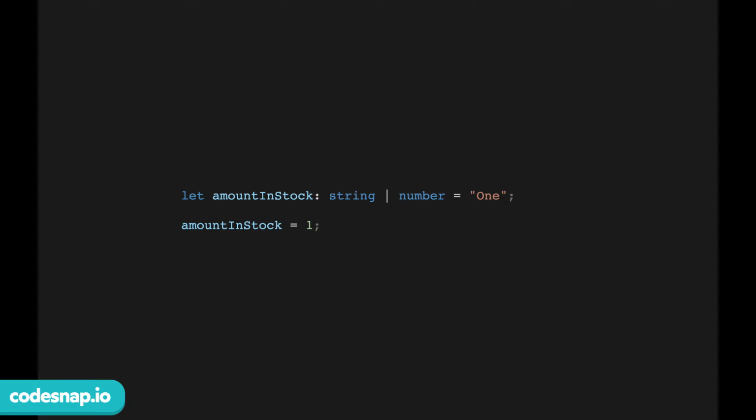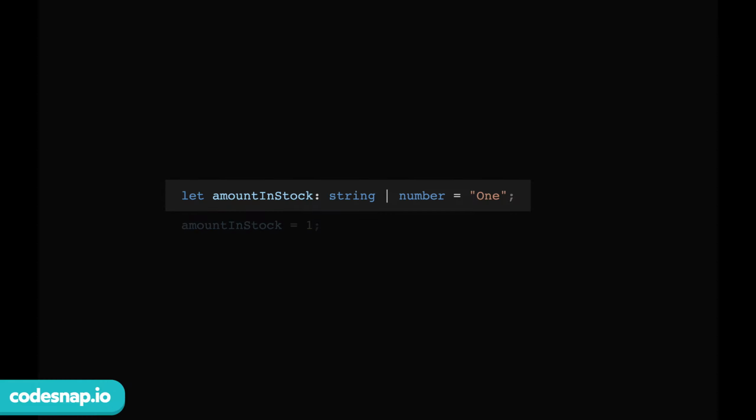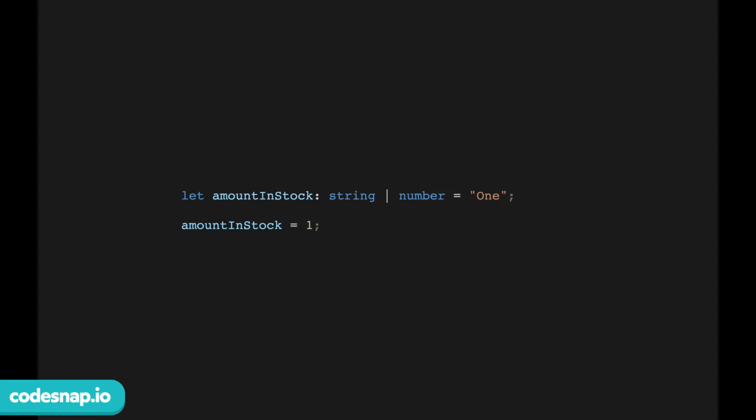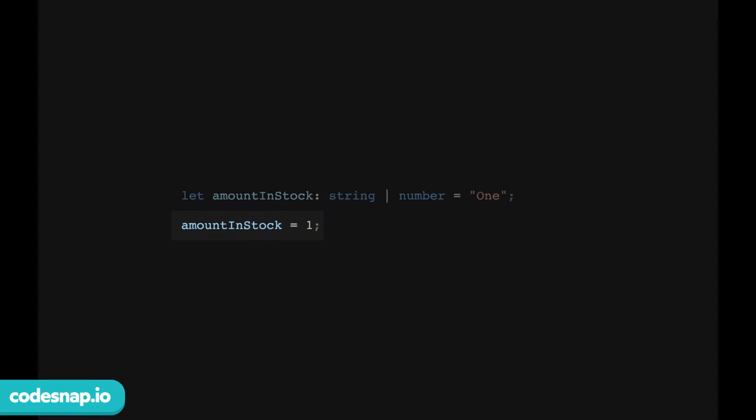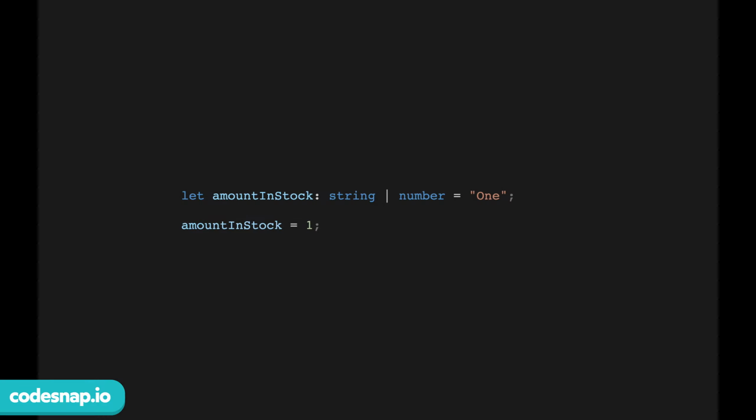So we have our variable, which is called amount in stock. It's a union type, which is a string or a number, and we've assigned it the value 1, which is a string. We then immediately reassign it in the third line to the number 1. Okay, let's say for example, later in the code, we create another value which has a matching type. So we've created another union type, which could be a string or a number. This is all valid TypeScript code, but it would be really nice if we could clean all of this up.